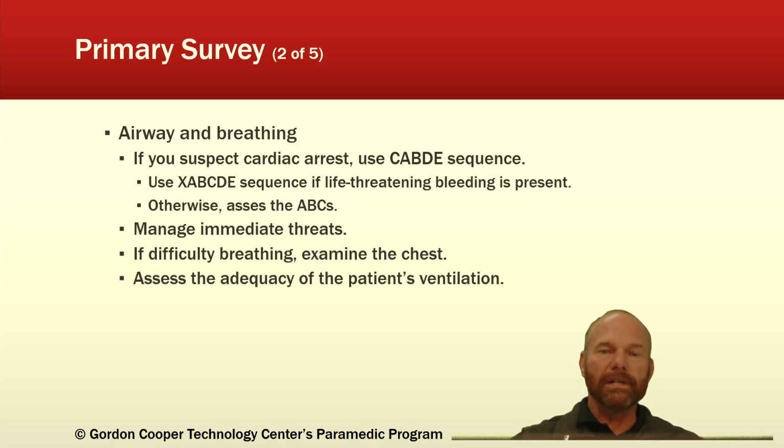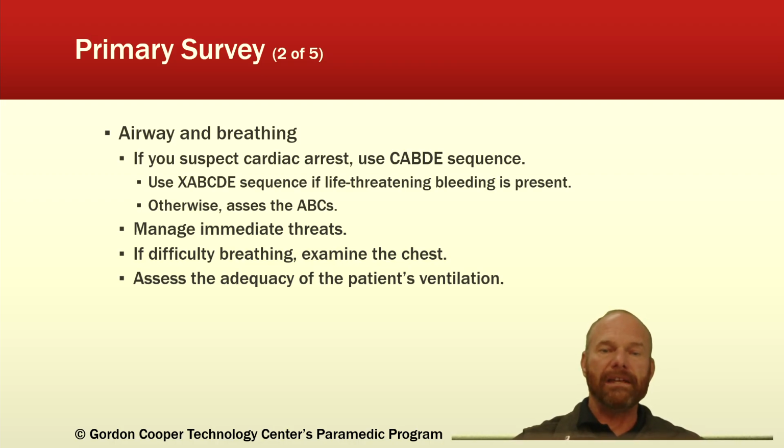Now, with our airway and breathing assessment, we have this kind of sequence of assessments. So if cardiac arrest is suspected, we know by AHA standards, we flip that ABC into CABDE. So circulation goes first, and then airway, breathing, then disability and exposure.